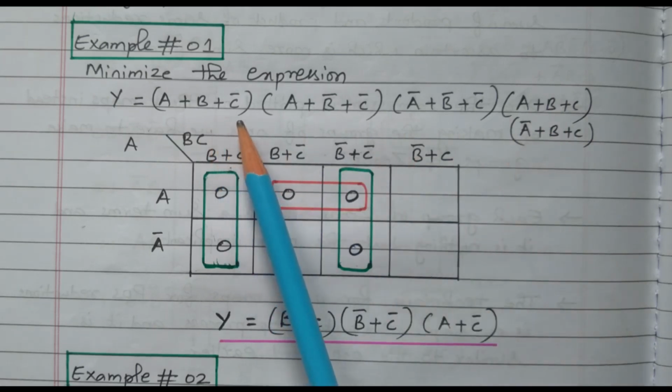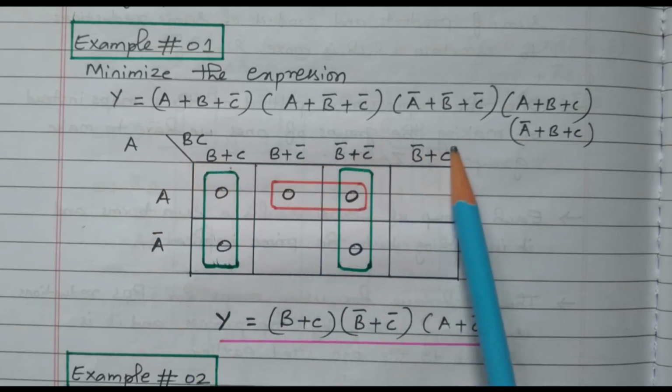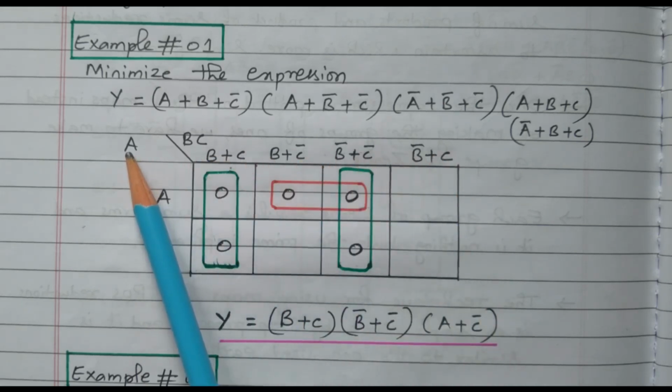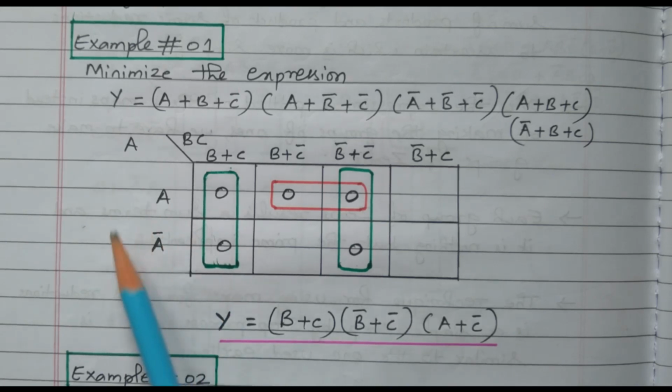So we need to plot the 3 variable K-map, right? We'll consider these 3 variables a, b, c. A is available vertically, b and c are assigned horizontally, right? A has only one variable, so 2 possibilities, a and a bar. So all things are just opposite to the SOP form. In SOP form we have a bar and a. Now we have a and a bar, right?